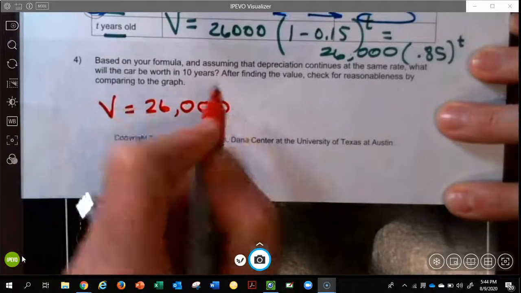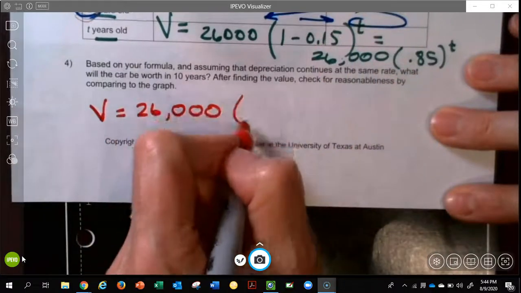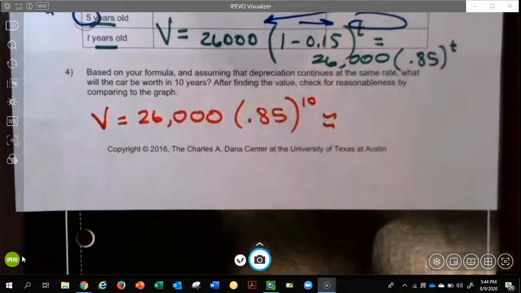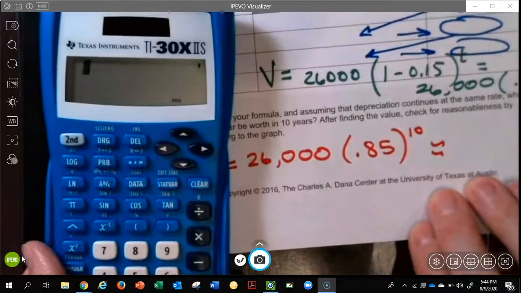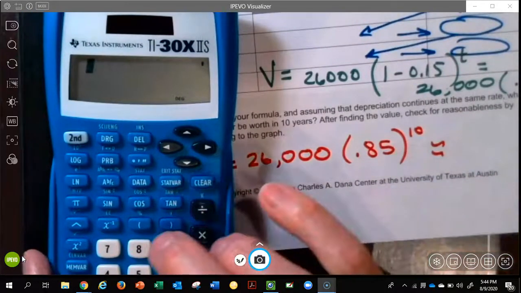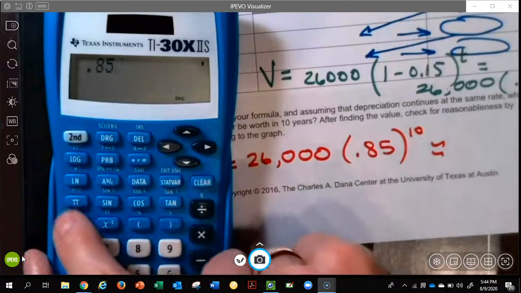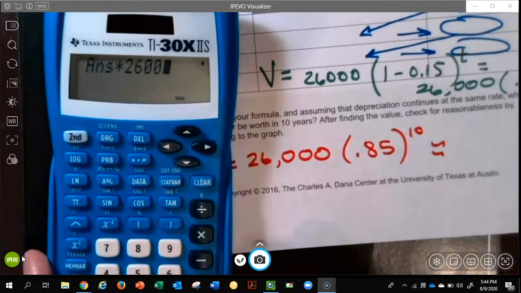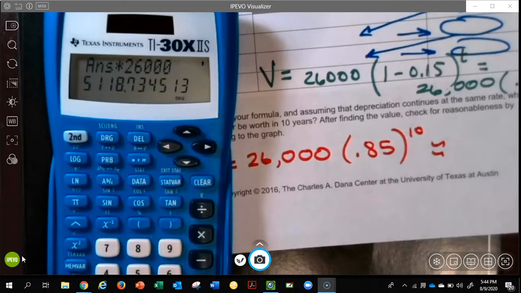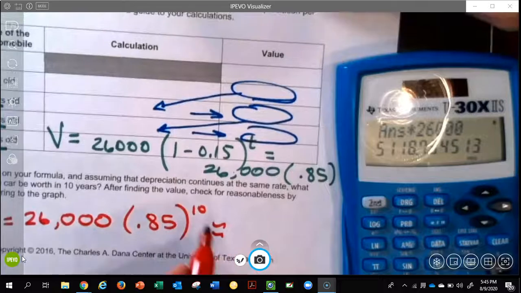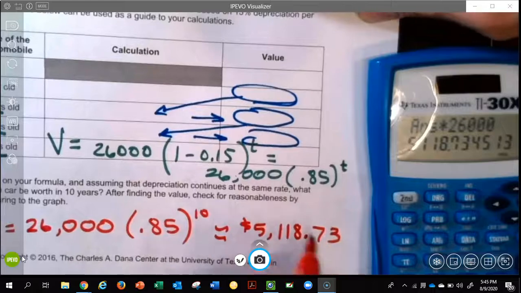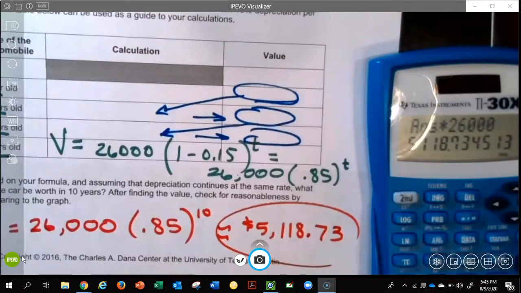After 10 years, it doesn't matter if you use this one or this one, but I'm all sorts of lazy. I'm going to go straight for the 0.85 to the 10, and this is a great time to cut off the video, punch in what you think it is, and then come back together and check our numbers. Right here, I've got 0.85, again, I like to go backwards, and send it up to the 10th power, and I hit equals. Then I multiply it times my 26,000 and hit equals. And it's telling us we're at about $5,118.73. So somewhere around $5,000.